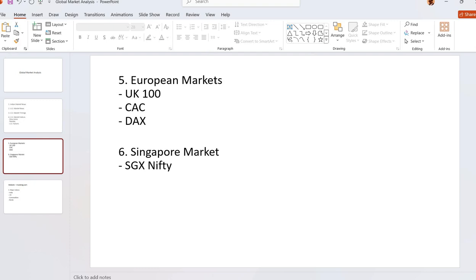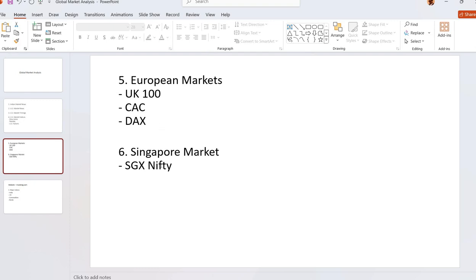Close to 12:30 p.m. Indian Standard Time, European markets open. Here we need to check three indices, that is UK 100, CAC and DAX. So we need to plan the trade based on these markets as well.